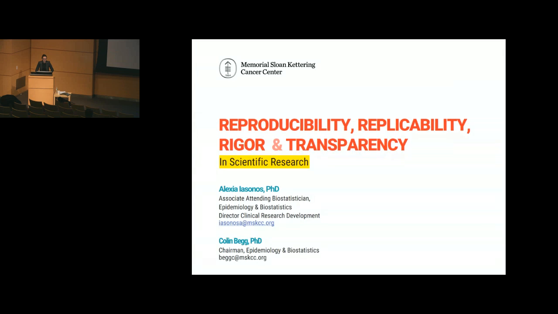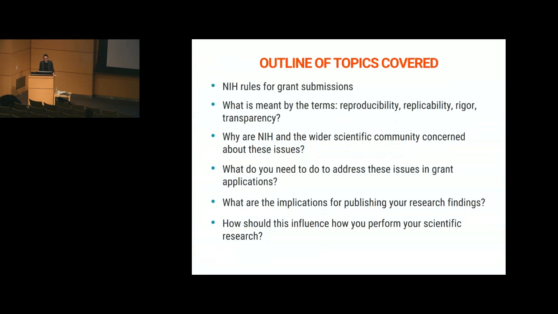This course has previously been taught by my chair, Colin Beck, and most of the slides and the material were provided by him. So today we will try to cover the new NIH rules for grant submissions, what is meant by the terms reproducibility, replicability, rigor, and transparency. We will cover the definitions and why the scientific community is concerned about these issues. What do you need to do to address these issues in a grant application, and what are the implications for publishing your research findings? How should this influence how you perform your scientific research and how you document things?